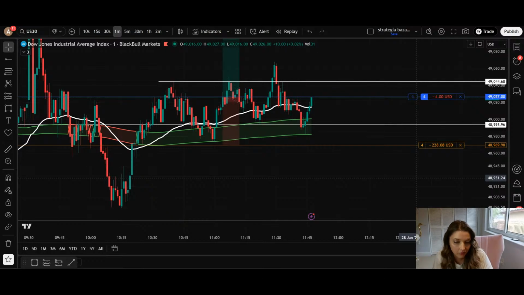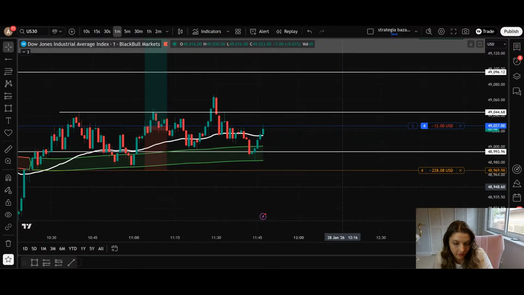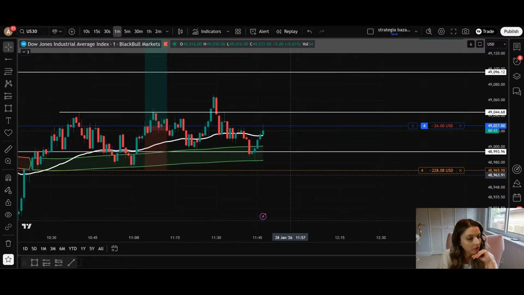I'm still safe. Look at that. And that's the beauty of a nice stop loss. What's the indicator that you use?